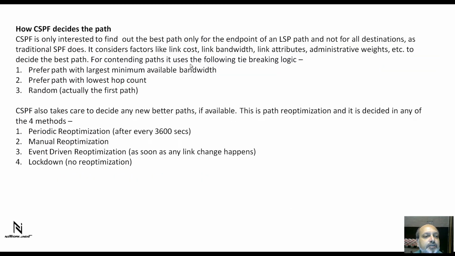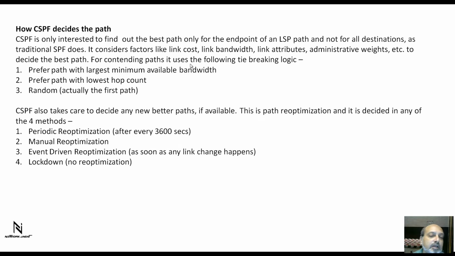CSPF also takes care to decide any new better paths if available. This is path reoptimization, and it is decided in any one of the four methods. It can be a periodic reoptimization after every 3600 seconds. It can be a manual reoptimization. It can be an event-driven reoptimization, that means as soon as any link change happens. And it can be even a no reoptimization, which is technically called lockdown.